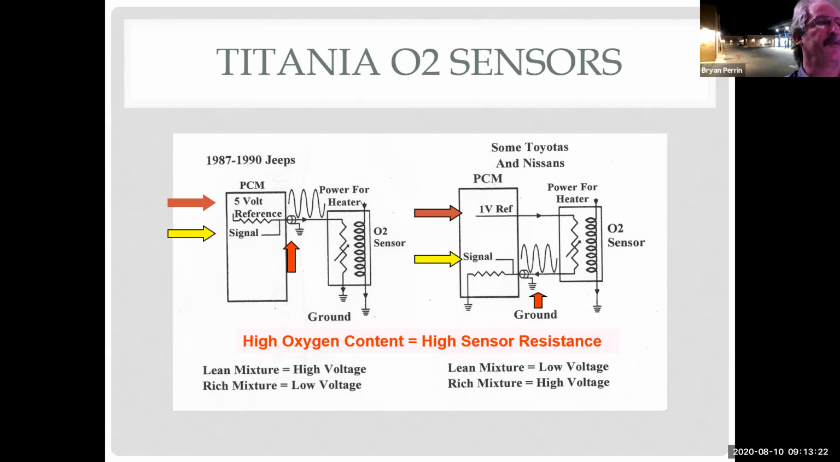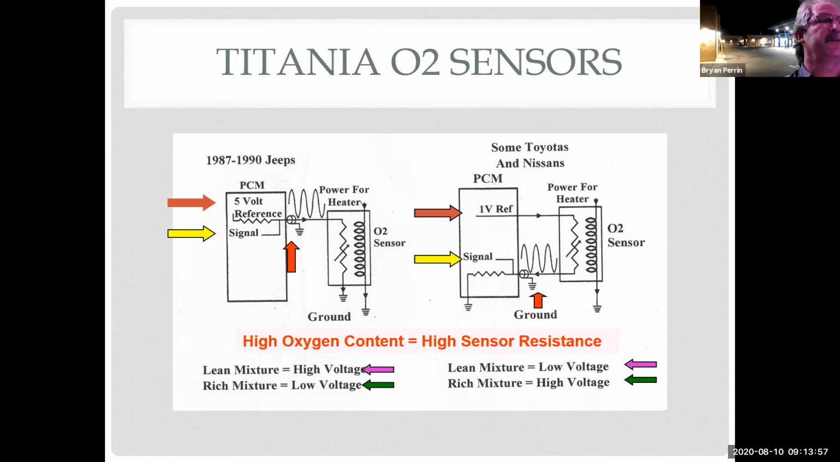So we can see the different points on each of these, my VREF, my signal return, and my ground. And again, on this one, lean mixture is high voltage, or here lean mixture is low voltage. It's because the variable resistor is on the ground part of the circuit for 1 and the voltage supply part of the circuit for 2. So that's all I got for titanium sensors. You guys may never see one, but I would have been remiss not to mention them.